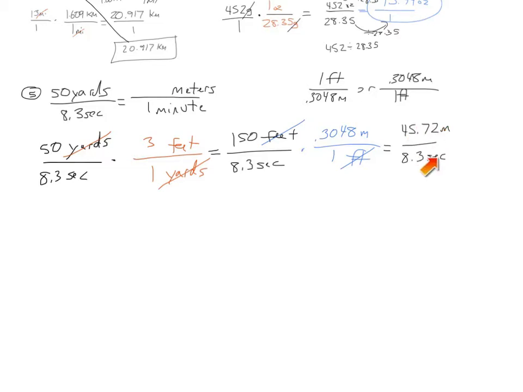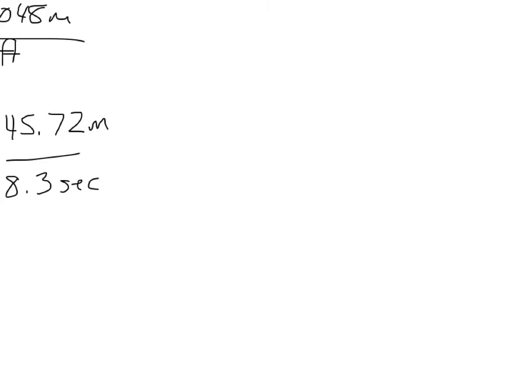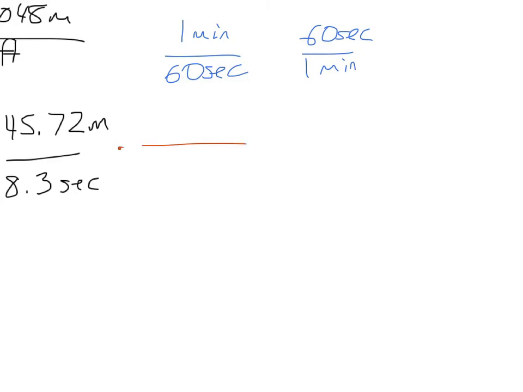But we still have seconds on bottom. We want minutes on bottom. So we need to get rid of seconds and make it minutes. So what conversion factor can I multiply this by in order to get rid of seconds and get minutes? Well, a conversion factor that contains minutes and seconds. Well, I know that 1 minute has 60 seconds. I also know that 60 seconds is 1 minute. And let's keep in mind, I want to cancel seconds. So I need to multiply by something. Well, if seconds is on bottom here, then seconds needs to be on top here, which would mean minutes needs to be on bottom here.